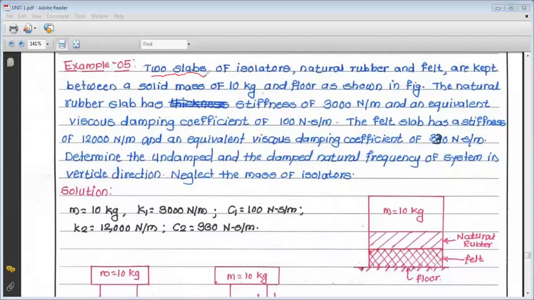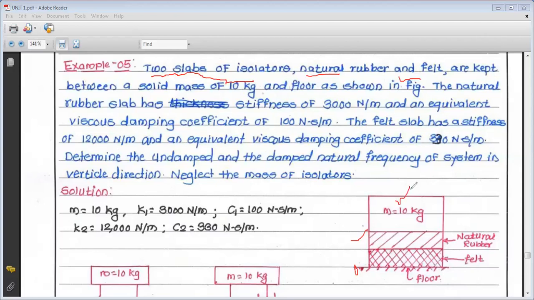So two slabs of isolators, one is natural rubber and another is felt, are given. You can see the diagram. There is natural rubber and felt kept between the solid mass and the floor. So this is your floor and this is the solid mass having 10 kg of mass. Solid mass of 10 kg and floor as shown in the figure.